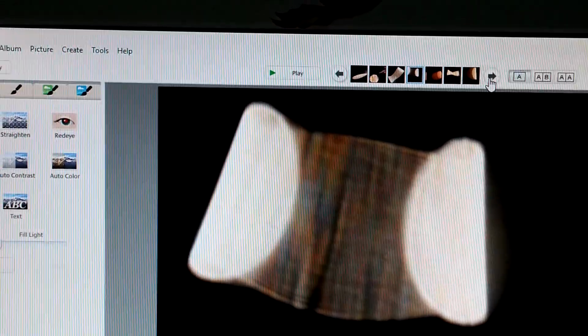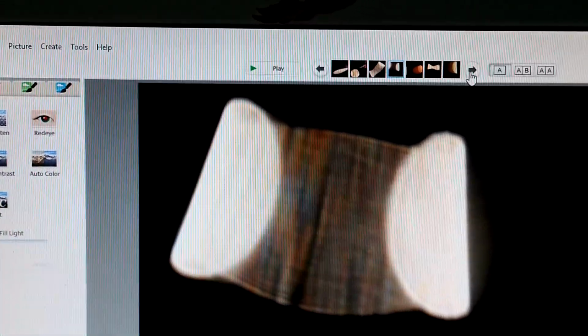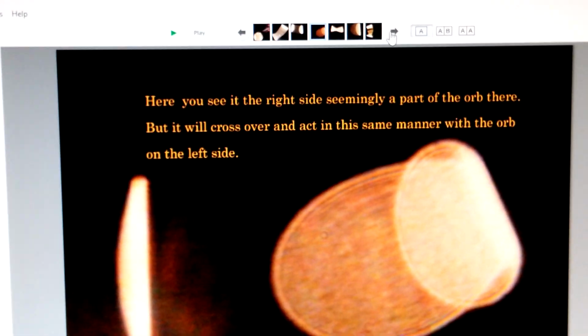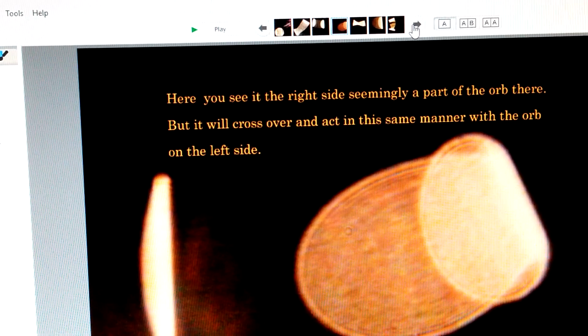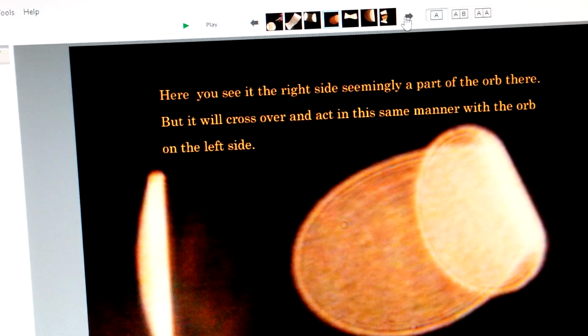It begins moving in this manner, tossing, as it were, a part of itself to another orb back and forth according to the movement I make with where I focus my camera. Here you see the right side, seemingly a part of the orb there, but it will cross over and act in this same manner with the orb on the left side.